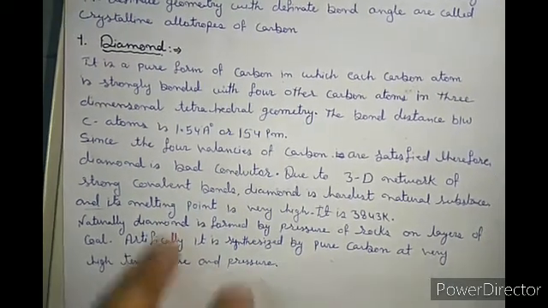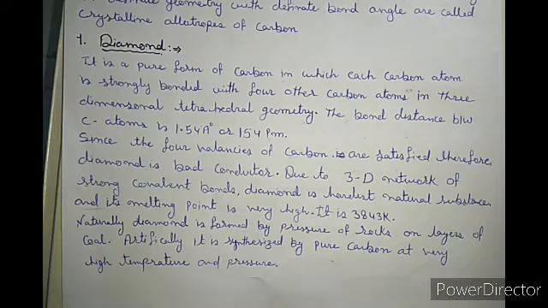Now the second thing is why it is so hard. It is because of the three-dimensional tetrahedral network of strong covalent bonds, as we discussed. That's why diamond is the hardest natural substance. Its melting point is also very high, 3843 Kelvin.